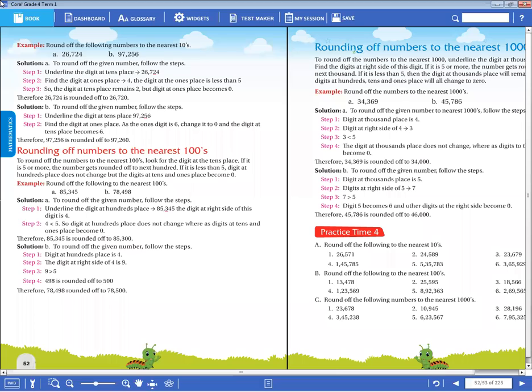Now one more. You have to find out the nearest 1,000. Focus on that. Everyone should be careful. Nearest 1,000. 23,678. What is the nearest 1,000? 23,000. Very good, Yatish. Superb.